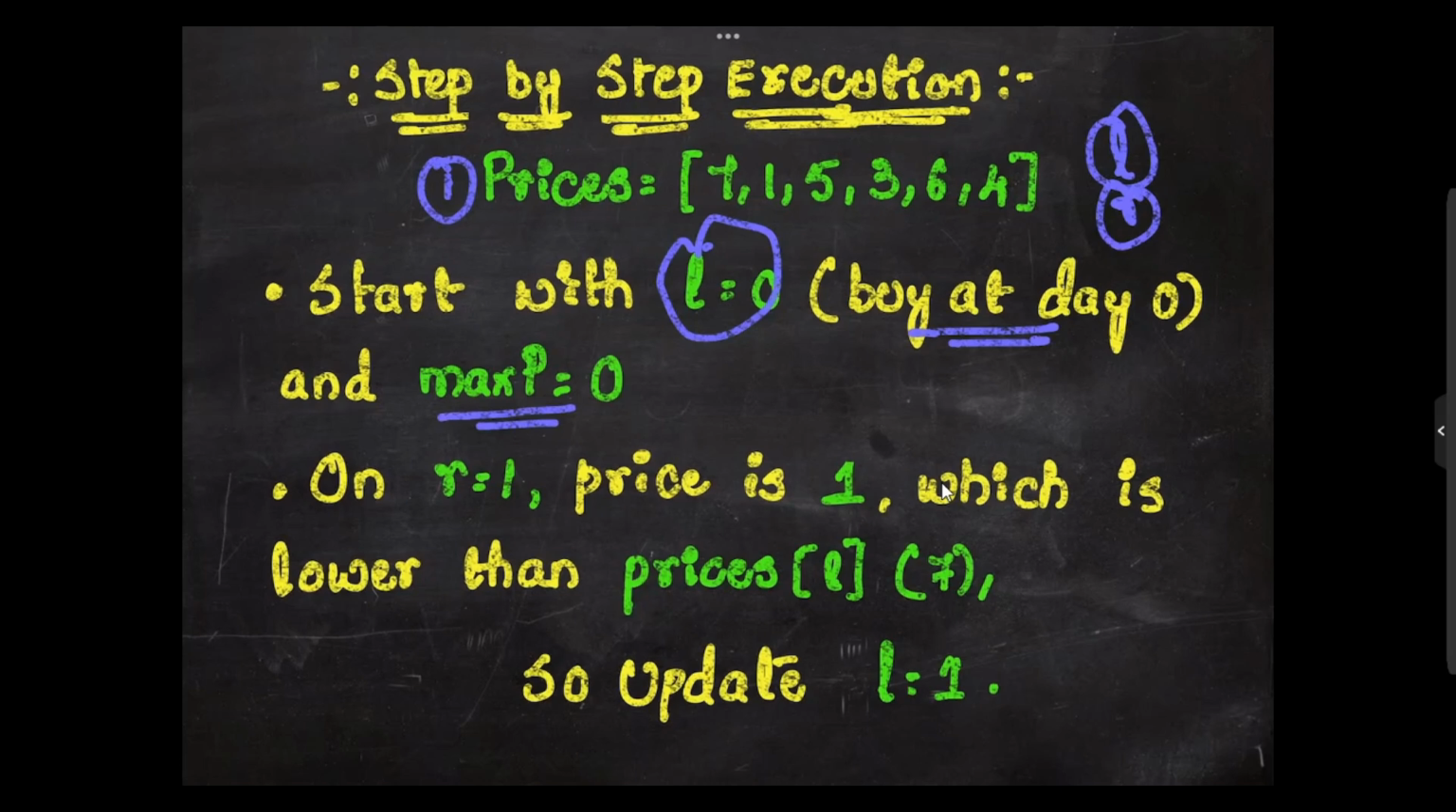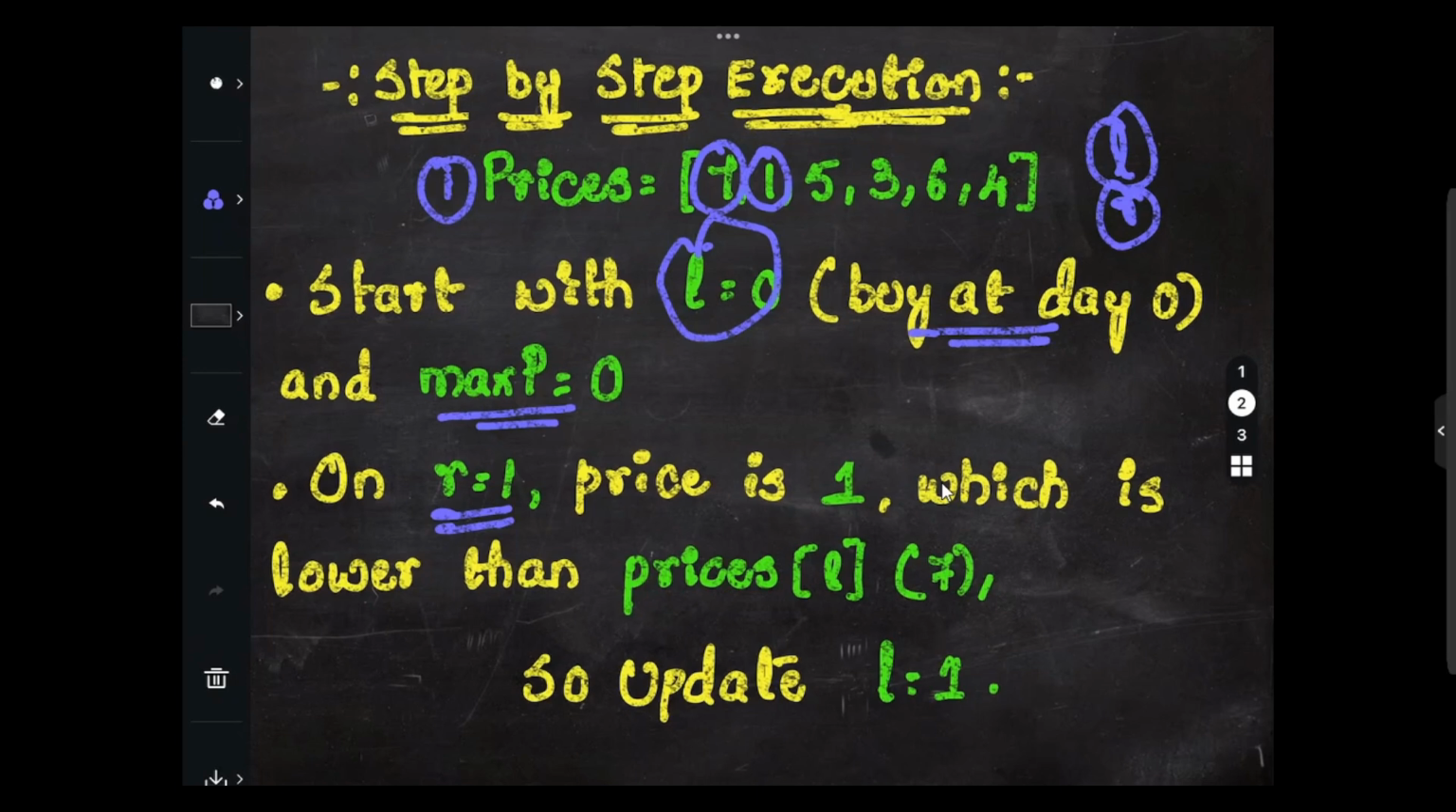This is first step. So on R equals 1, means right pointer, R equals 1, price is 1. Here this one we are speaking of. On R equals 1, this one price is 1, which is lower than the price of L. First we will buy this one at a price of 7, but the profit will be 0. Maximum profit will be 0 itself, right?